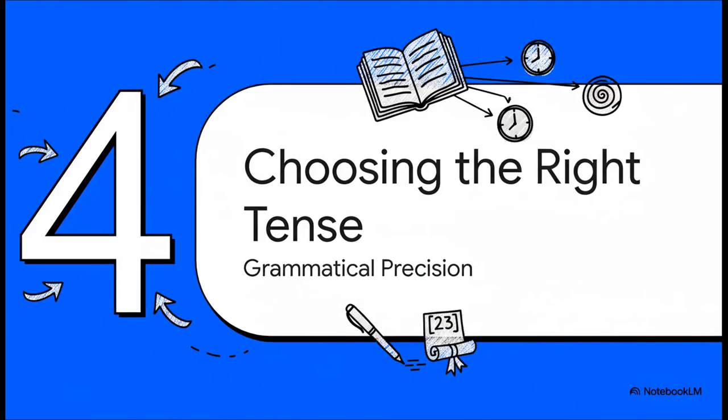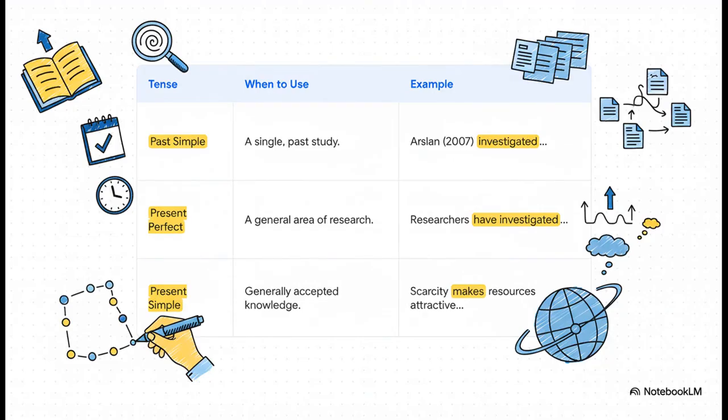Let's dig into a slightly more advanced point now, but one that can really improve your academic writing. And that is choosing the right verb tense when you introduce a source. This table makes it pretty clear. You should use the past simple tense when you're talking about a single, finished study from the past, like Arslan investigated. You use the present perfect tense when you're referring to a general area of research where many people have contributed, as in, many researchers have investigated. And you use the present simple for a statement that is considered a generally accepted truth or fact.